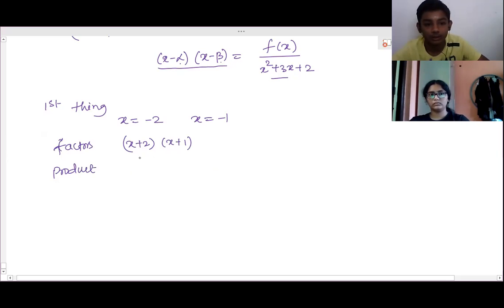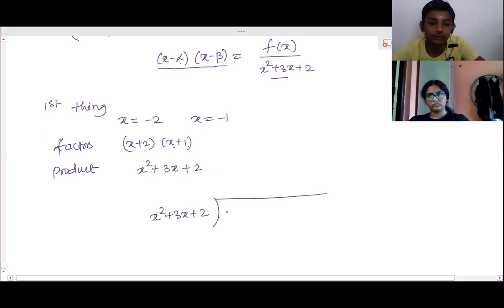Product. So it will be (x plus a)(x plus b), x square plus (a plus b), that is 2 plus 1, into x plus ab. If you know the identity, you can use it directly, you can multiply, right? Yes. And now divide the given f(x) with this polynomial, x square plus 3x plus 2. So can you read that polynomial?